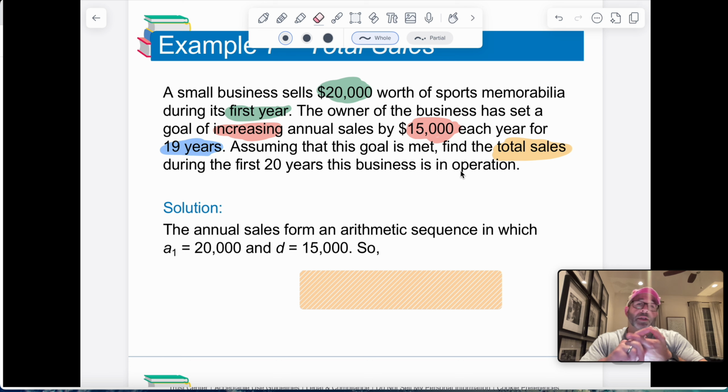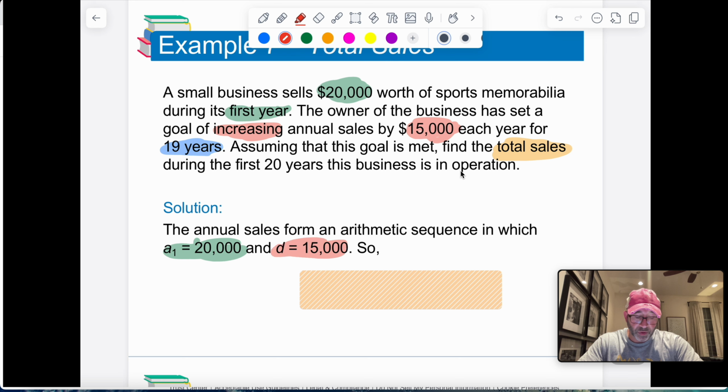Well, they're giving us information. They said the annual sales form an arithmetic sequence, because my first amount that we start with, as we said, is equal to 20,000, right? So that's 20,000 right here. We say that the common difference, how it's increasing, is 15,000.